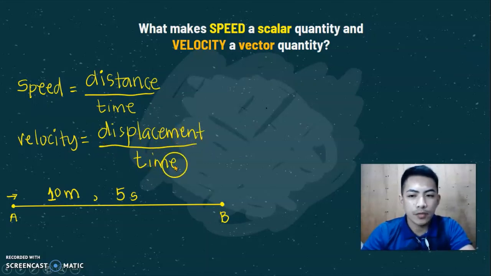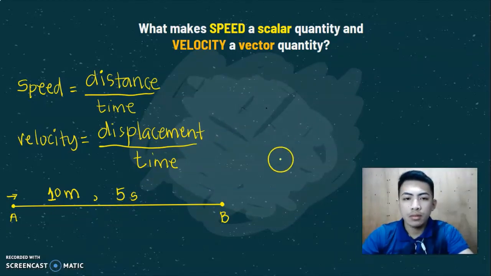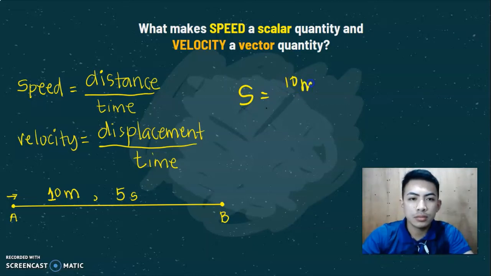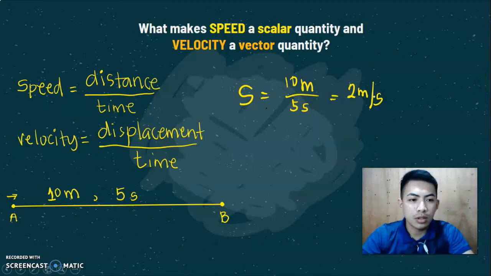So for example, an object will travel from A to B with a distance of 10 meters, and it took this object 5 seconds to travel. So automatically, your speed will become 10 meters over 5 seconds, and that is 2 meters per second. So that is your speed.